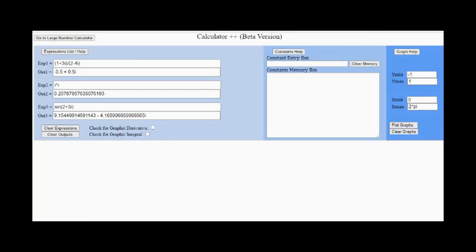Type expressions into any one or all 3 expression boxes and the results will appear automatically in their respective outboxes. All three expressions are independent of each other. Calc++ handles ordinary addition, subtraction, multiplication, division, exponentiation, and trig functions of both real and complex numbers. Here are some samples shown on the screen. The division of complex numbers, exponentiation of complex numbers, and a trig function of a complex number.